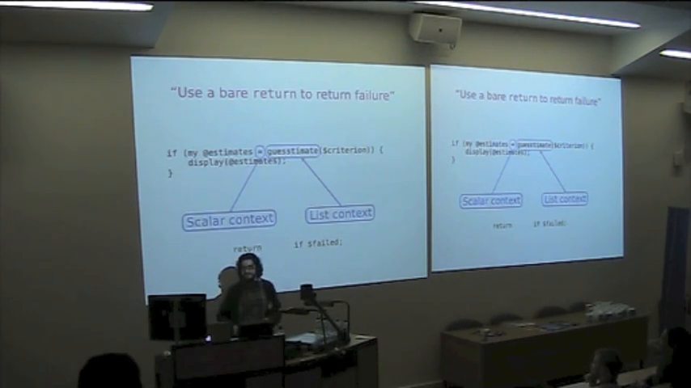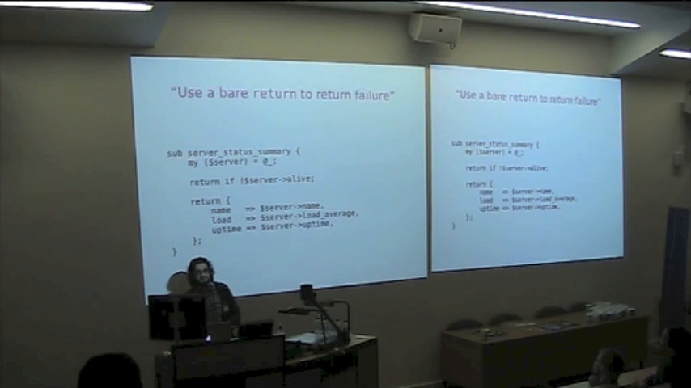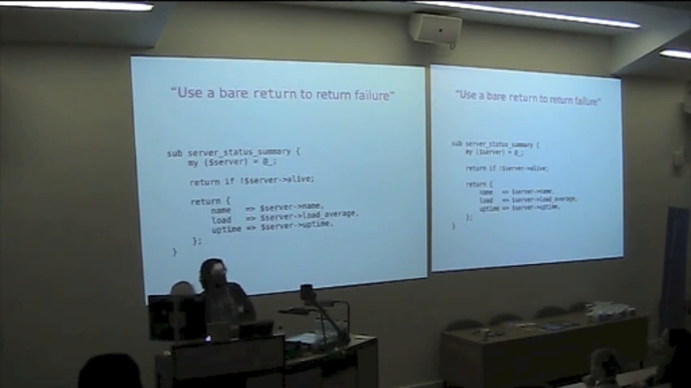So that reasoning of Damian's is hard to fault, but it fails to take account of a different situation. So take a look at this subroutine. We take a server object, return a failure value if the corresponding physical server is down, and otherwise return a hash graph with some other specific bits of data we have. And you'll notice that server status summary follows Damian's advice on this issue. It uses a bare return in the failure case.